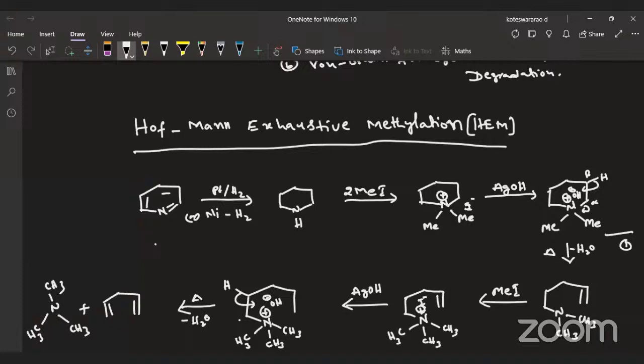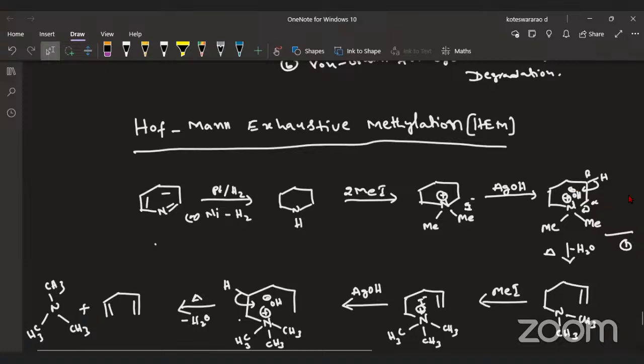Now this method is called HEM. The heterocyclic compound reacts with methyl iodide to give the solid quaternary ammonium iodide. On treating with AgOH it gives the corresponding quaternary ammonium hydroxide. On heating, it gives a double bond and water. To carry out the HEM, it is mandatory that the molecule should have beta hydrogens.